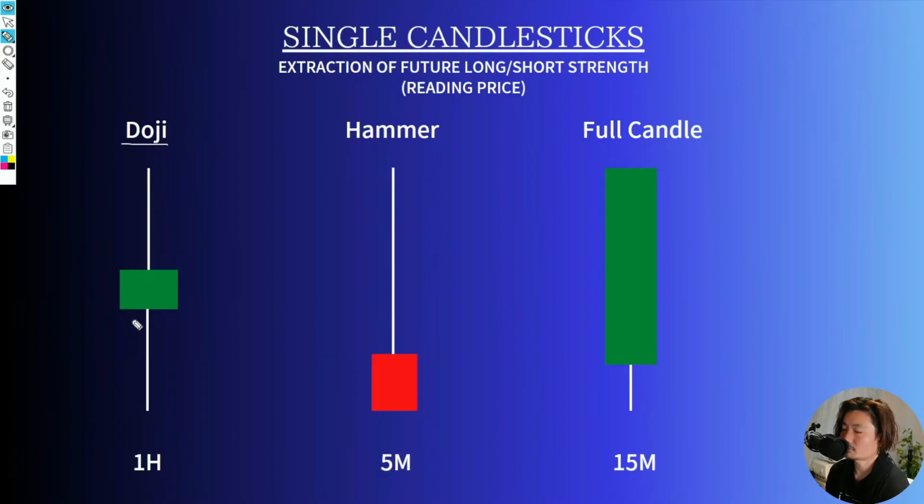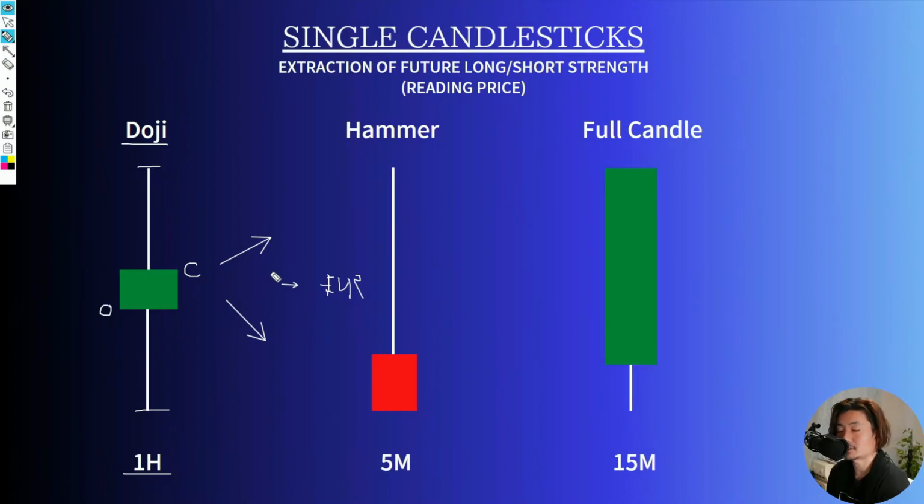Okay, so starting from the basic information, since this is a 1 hour candle, and since the body is green, we know the open is at this level right here, and the close is at this level right here. And then moreover, we know that at some point within this 1 hour, price reached this high right here, as well as this low right here. And now in terms of future long and short strength, the doji shows that there is an equal amount of future long strength and future short strength in the next move of a currency pair.